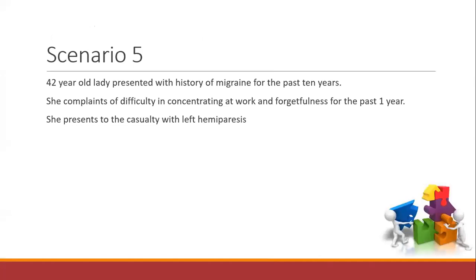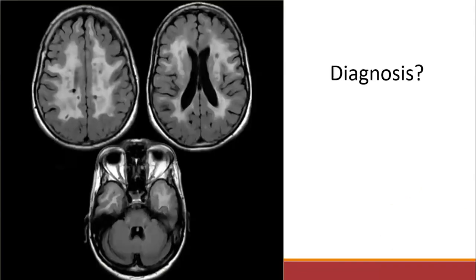Now coming to scenario 5. A 42-year-old lady presented with a history of migraine for the past 10 years. She complains of difficulty in concentrating at work and forgetfulness for the past 1 year. One fine day, she presents to the casualty with a left hemiparesis. So MRI showed a lacunar infarct in the diffusion image. The FLAIR sequence showed this. What is the diagnosis?